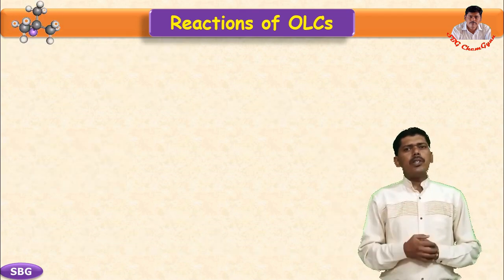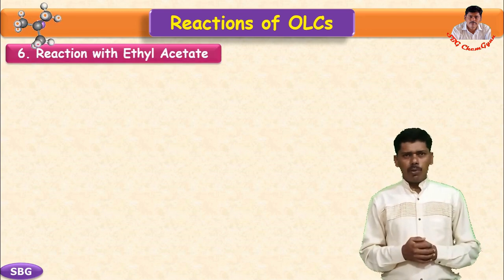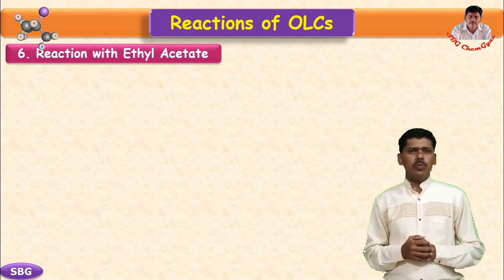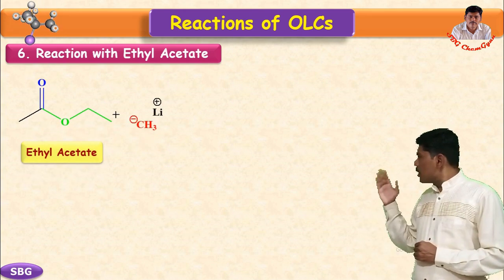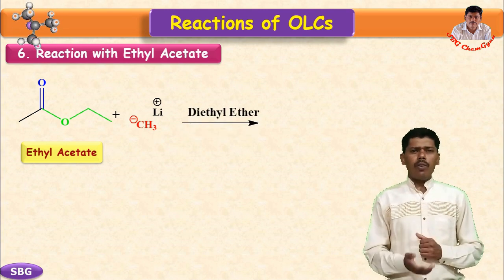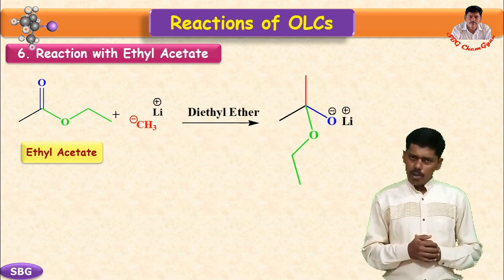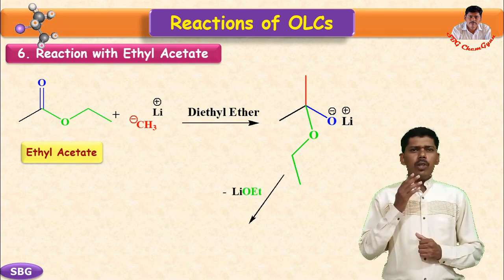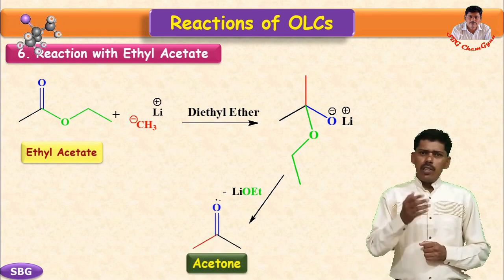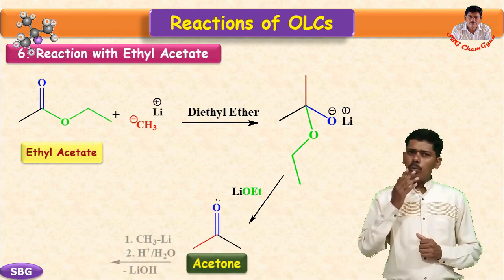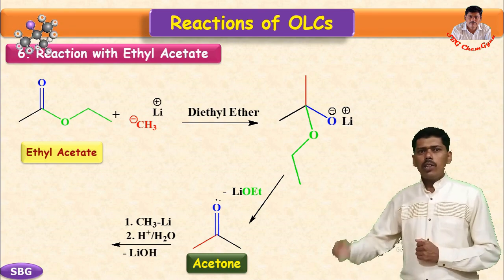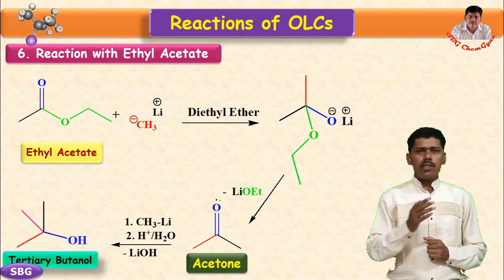Now we take the reaction of an ester with an organolithium compound, that is the reaction of ethyl acetate with methyl lithium. In this reaction, ethyl acetate reacts with methyl lithium reagent. It forms a tetrahedral intermediate complex. With the loss of ethoxylithium molecule, formation of acetone takes place. This acetone further reacts with another molecule of methyl lithium and, after acid or base hydrolysis, gives tertiary butanol. We can see here.